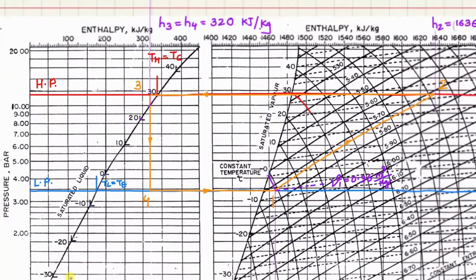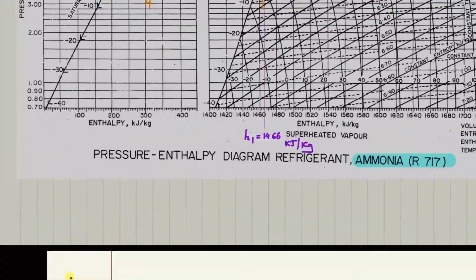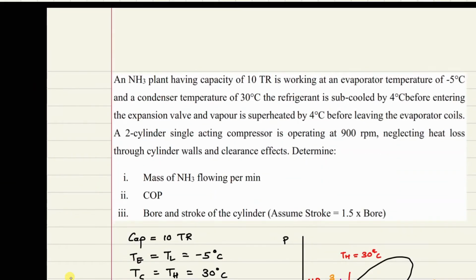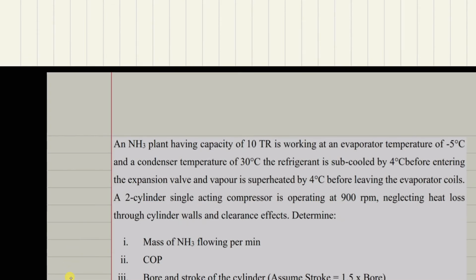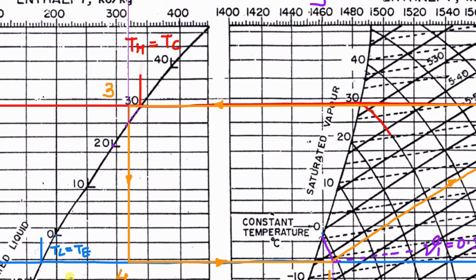Then after that, for point 3, subcooling is given as 4 degrees Celsius and superheat is also 4. So for subcooling, this is 30, and we will have 26 degrees Celsius. So this is 20, this is 30, here we have 25, so this will be 26. From 26 I have drawn a vertical. Wherever that vertical intersects this horizontal, that will be point 3.